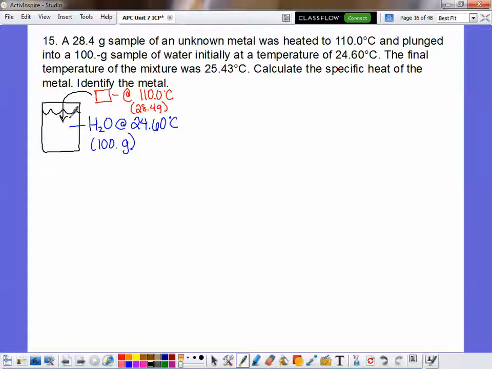All right, so let's think about this. What is going to happen to the temperature of the metal? It should go down, right? Because it's something hot put into something much colder than it, right? So the metal's temperature is going to decrease. And what's going to happen to the water's temperature? It's going to increase.